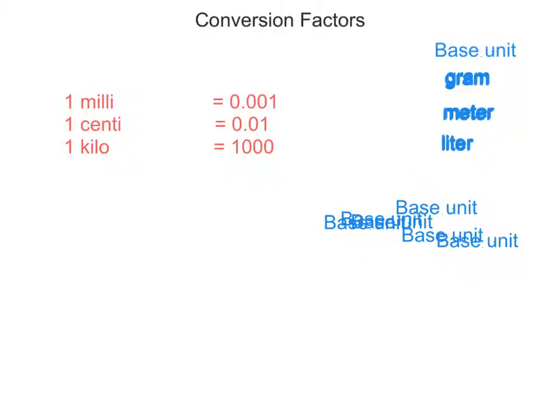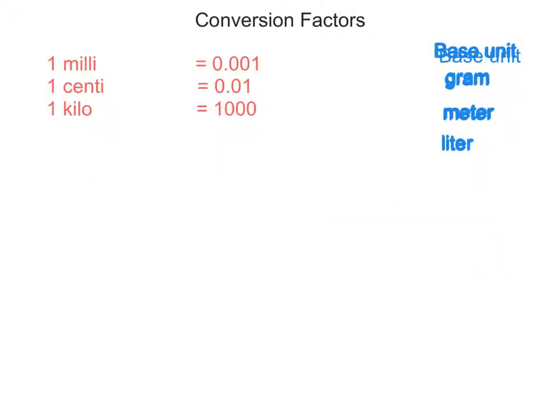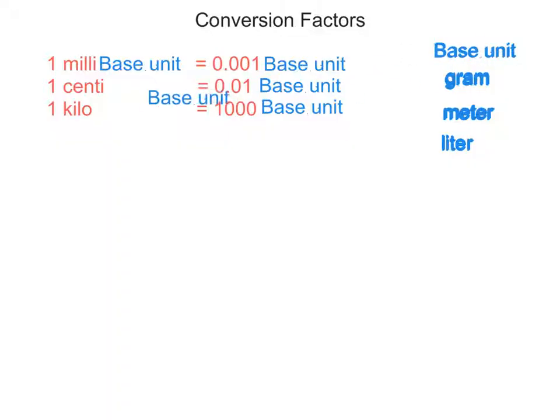What we can do with these conversion factors is put any base unit we want at the end of it. So we can have milli base unit, centi base unit, and kilo base unit equal to 0.001 base unit, 0.01 base unit, and 1,000 base unit.